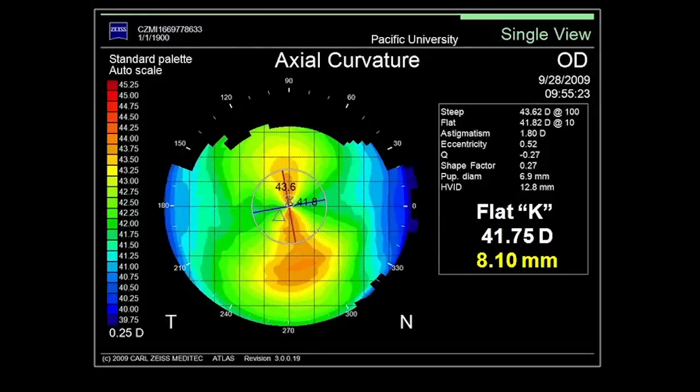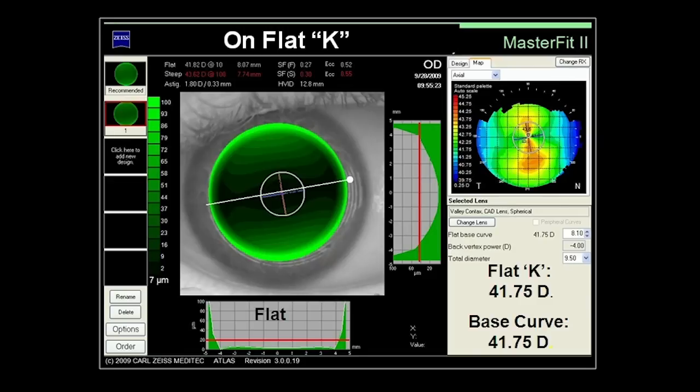Let's look at an example of a patient with K readings of approximately 41.75 by 43.75. So we've got about 2 diopters of with-the-rule astigmatism. We've got a flat K of approximately 41.75. And you can see, just looking at the map, because we're flat out here in the mid-periphery at both 9 o'clock and 3 o'clock, we expect our touch points there. We expect unobstructed movement along that vertical axis, and we can start our design.